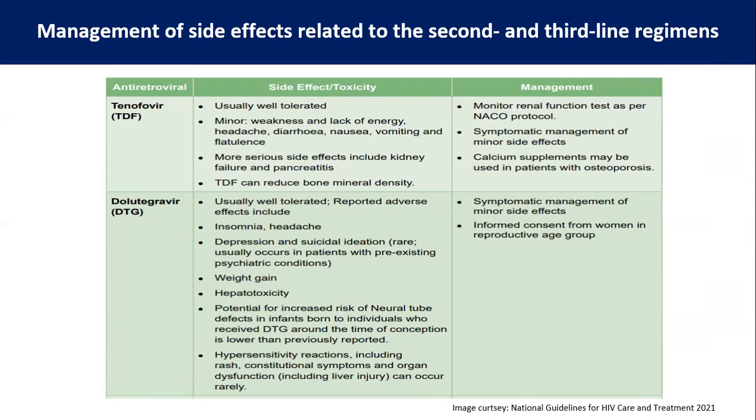And for dolutegravir, usually well tolerated, but some adverse effects include insomnia, headache, depression, suicidal ideation, though rare, weight gain, hepatotoxicity, and potential for neural tube defect in infants born to individuals who received a DTG-based regimen during the time of conception. It was thought to be much higher than the general population, but with accumulating evidence, the incidence of neural tube defect is no more than with other ART regimens. Rarely a patient can develop a hypersensitivity reaction, including rash, constitutional symptoms, and organ dysfunction.